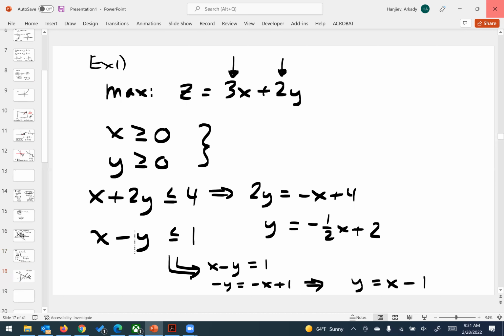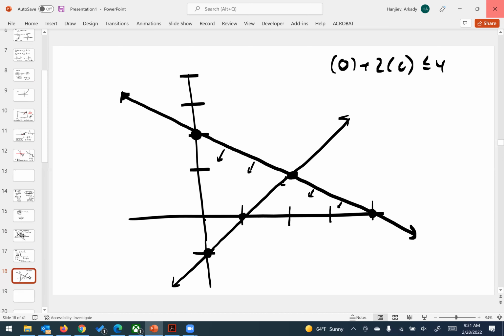2, 0, 0, 0, whichever. I'm testing x minus y is less than 1. I like 0, 0. Boom. True, false? True, yeah. And so now I have a shade that looks like this right here. It's going to go into here.